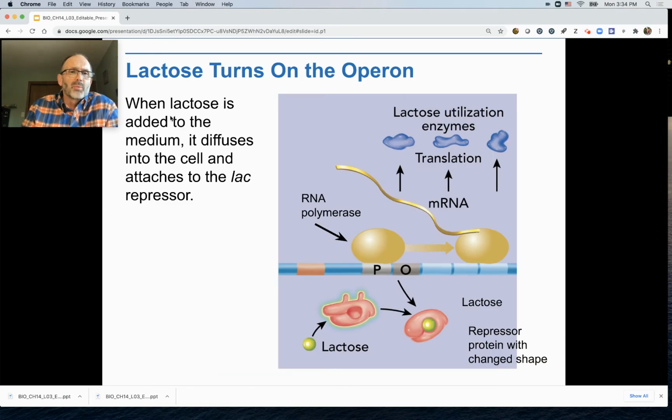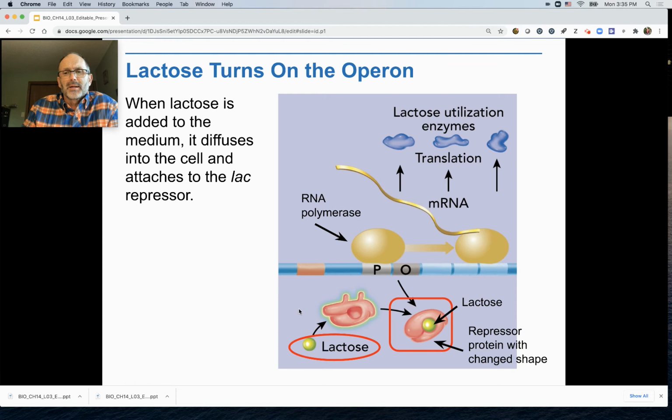And so when we add lactose to this medium, which the bacteria live in, it diffuses into the cell and then it attaches to that lac repressor. And when it binds to that lac repressor, the repressor becomes disengaged from that operon. And that allows the RNA polymerase, which is present, to transcribe these lactose utilization enzymes. And so there are actually three different proteins here, genes that produce that product.